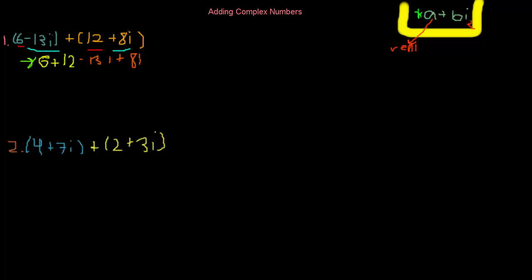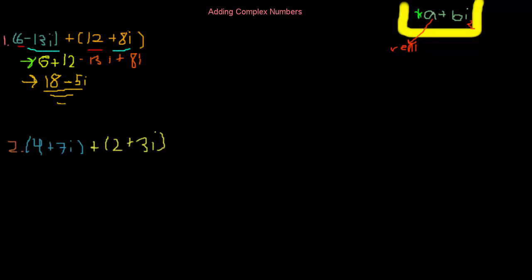Okay, so let's bring this down a further step, and we're just going to simplify this a bit. So 6 plus 12 is 18, of course, and then we're going to subtract 13 plus 8, and that would be 5. And of course, don't forget this i. And so 18 minus 5i will be our final solution.